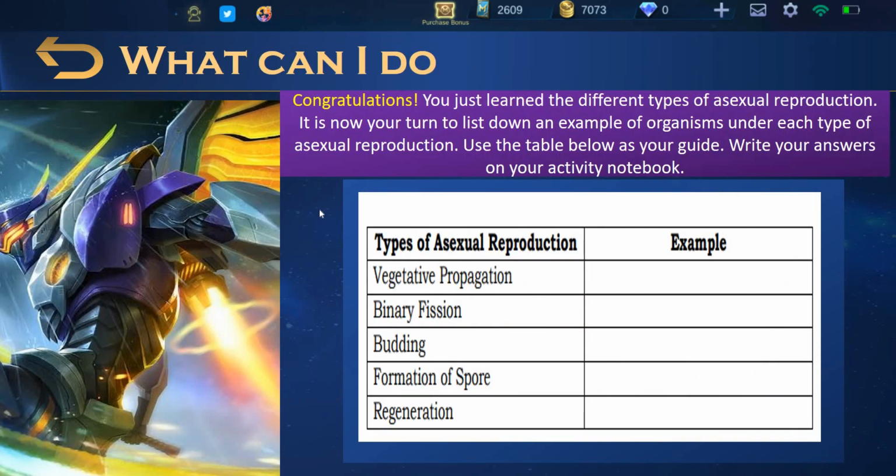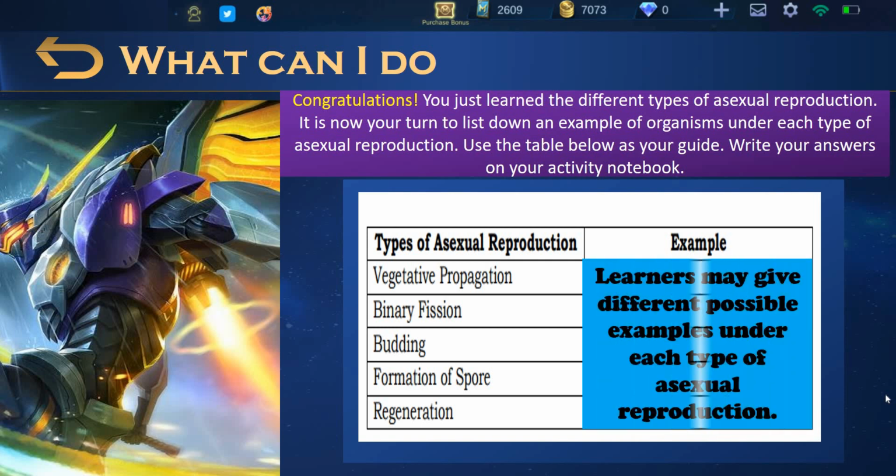So what can I do? Okay, congratulations. You just learned the different types of asexual reproduction. It is now your turn to list down an example of organisms under each type of asexual reproduction. Use the table below as your guide. Write your answers in your activity notebook. Okay, for this is our answer. Learners may give different possible examples under each type of asexual reproduction. So it's up to you, anything that you can give under those types of asexual reproduction.